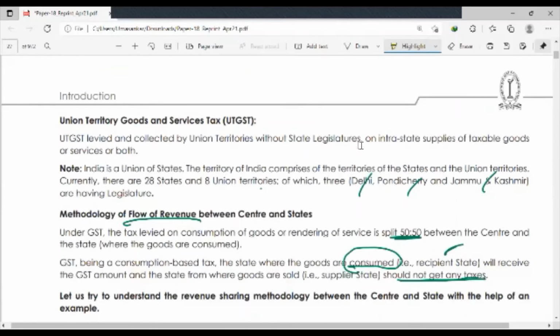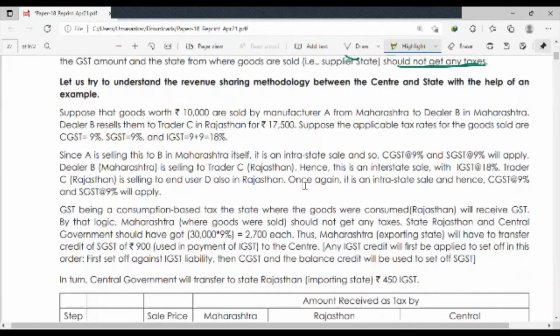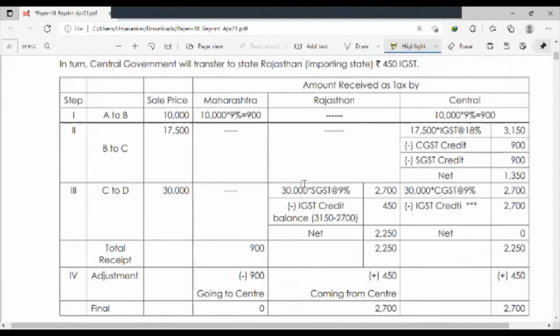Then UTGST applies where there are no state legislatures. Note that there are 28 states and 8 union territories, of which 3, Delhi, Pondicherry, and Jammu and Kashmir, have state legislatures. So SGST will be there. Now, the methodology of flow of revenue between the center and the state. As I have already discussed, when a tax is collected, 50% goes to the state which consumes and the center. I have already discussed an example, so I'm not going into it.